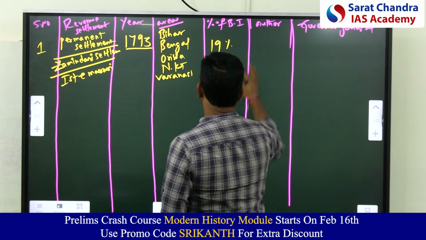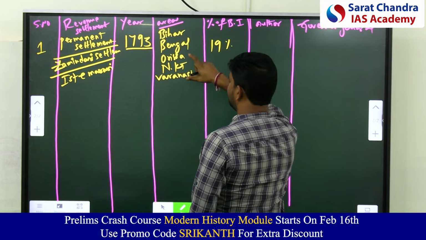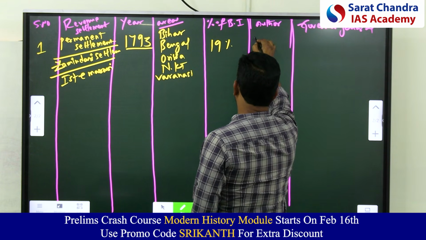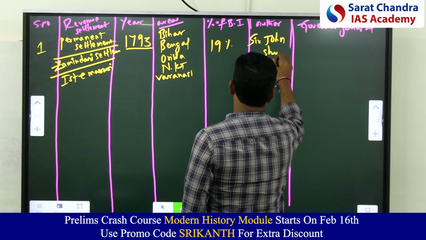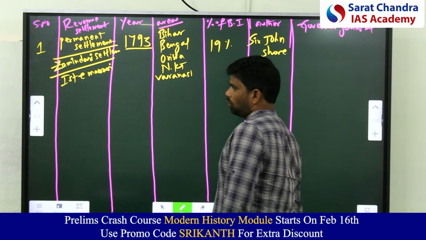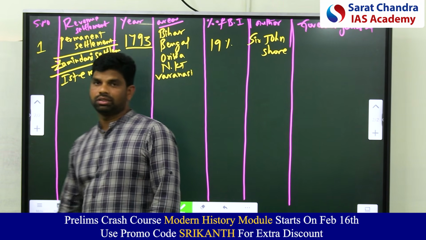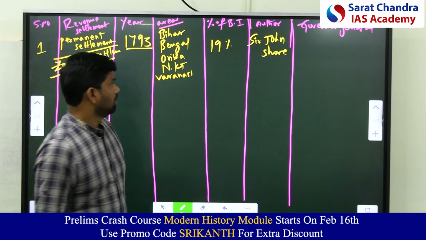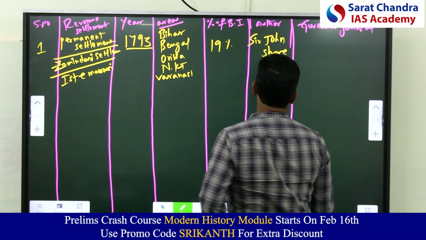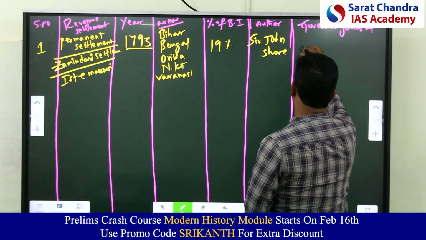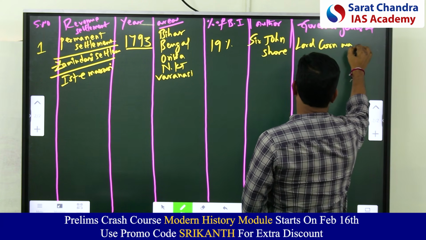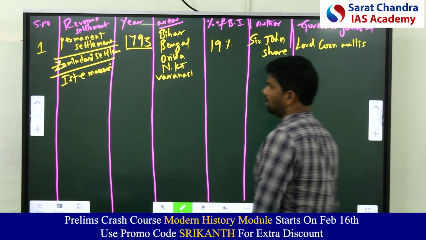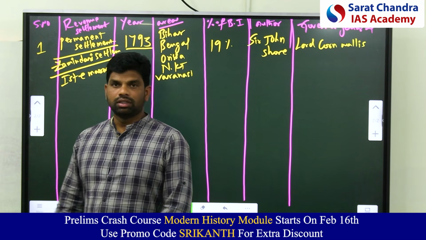The person who devised this particular revenue settlement is Sir John Shore. And the Governor General who implemented this revenue settlement is Lord Cornwallis.